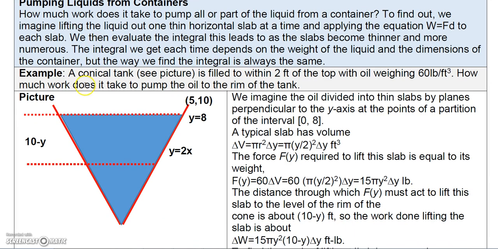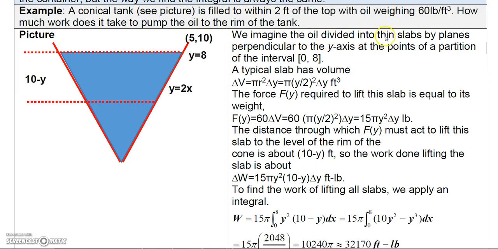So let's look at this example here. We have a conical tank filled to within 2 feet of the top with oil that weighs 60 pounds per cubic foot. How much work does it take to pump the oil from the rim of the tank? So imagine the oil divided into thin slabs by planes perpendicular to the y-axis. So this would be like a thin slab of oil right here. Now to pump it all out, we're going to actually go from 0 to 8 here. So that's how far we're going to move this oil.